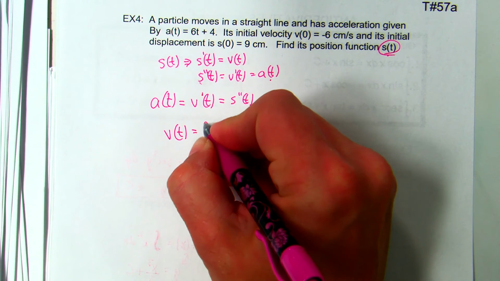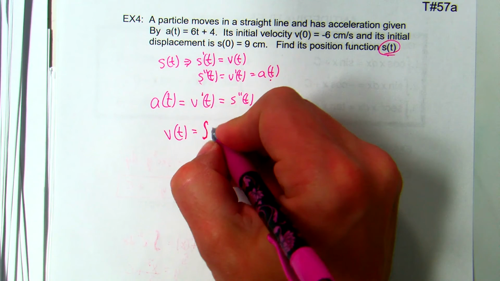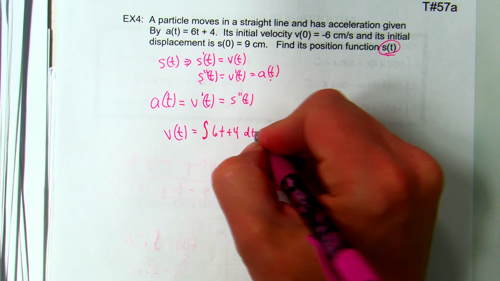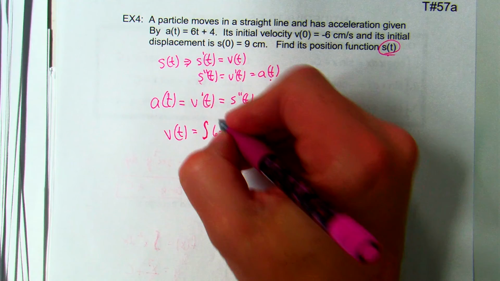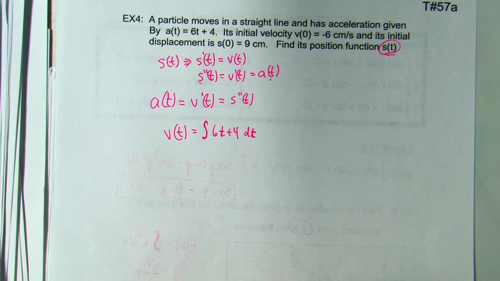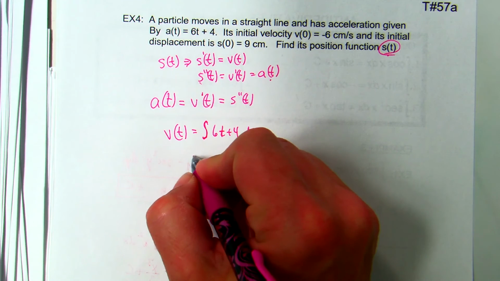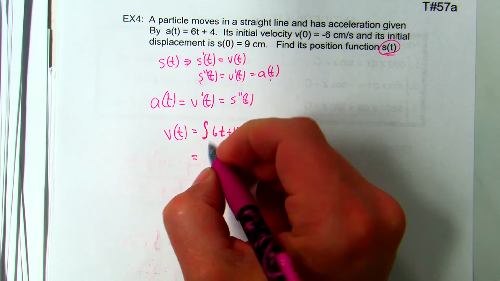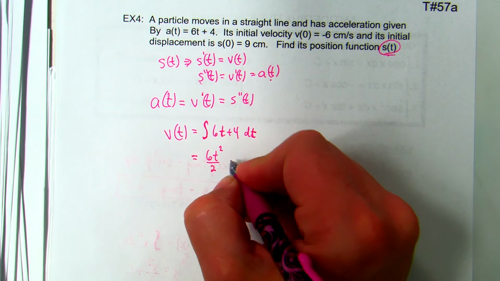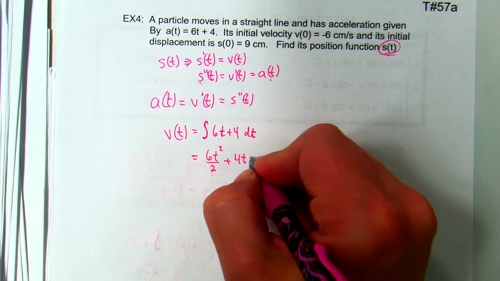the integral, the antiderivative, of 6t plus 4 with respect to t. Make sure I make those t's so we can see them correctly. All right, so 6t plus 4 with respect to t. If we take the integral of that, we know that it's going to be 6t squared all over 2 plus 4t plus c.